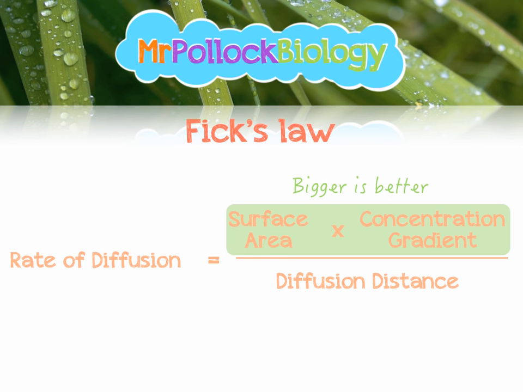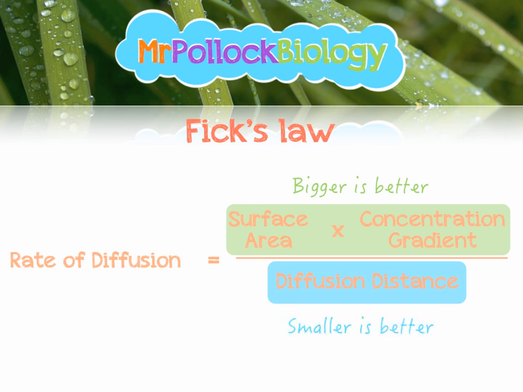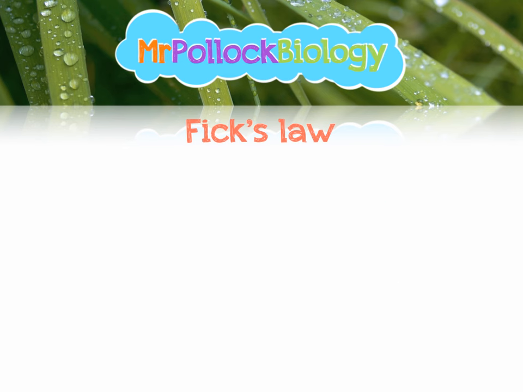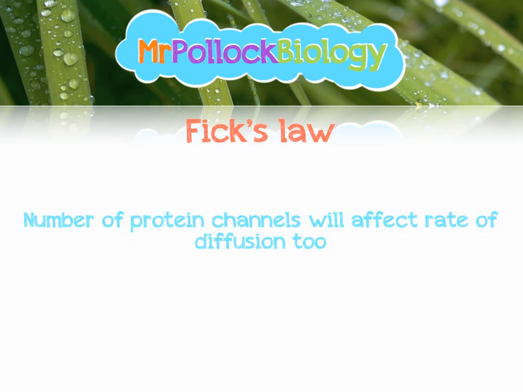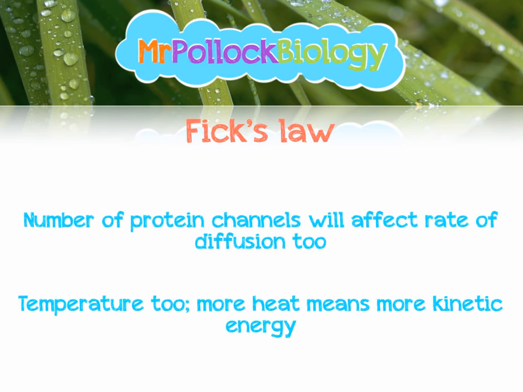Conversely, the stuff on the bottom, we want smaller is better. So a smaller, short diffusion distance means that that diffusion is going to happen really quickly. So ideally, you want large surface area, huge concentration gradient, and tiny diffusion distance. Other things will affect the rate of diffusion as well. So if we're thinking active transport or facilitated diffusion, it's useful to have more carrier proteins. And temperature also will affect this.